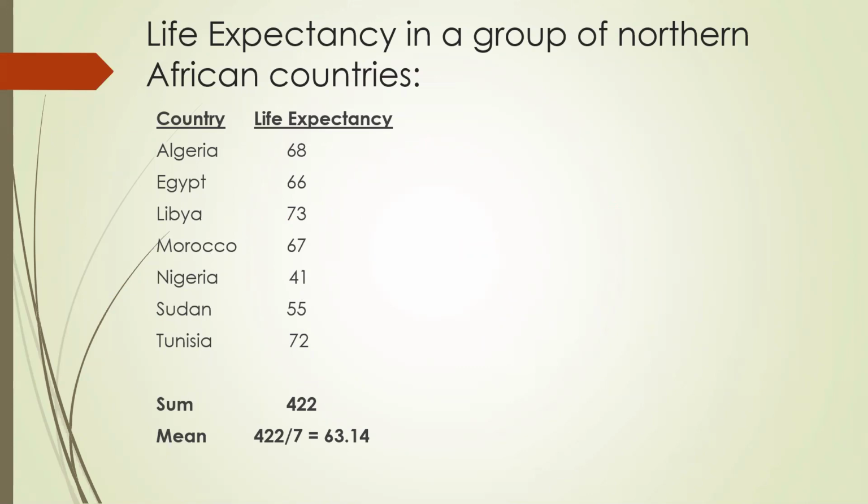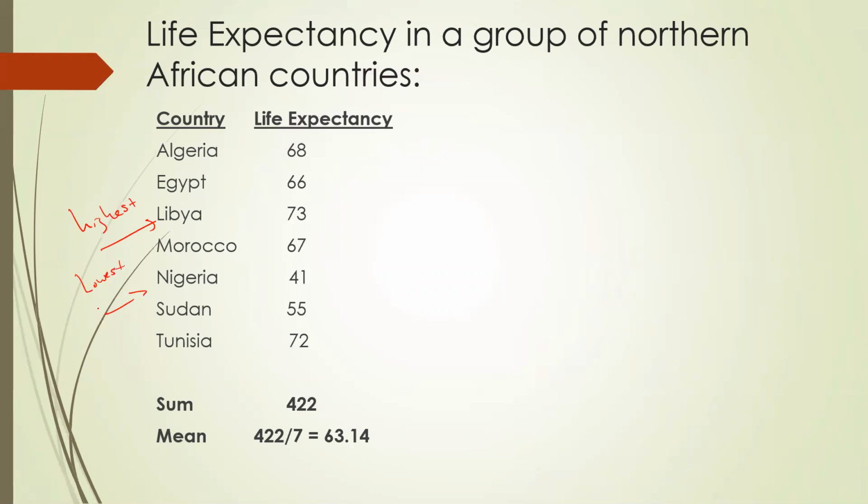Who has the highest life expectancy here? Which country has the best life expectancy from this group of 7 Northern African countries? Libya. Yeah, it's not bad, 73. This is the highest here. But there's one that's a little scary, or very unfortunate. Which one has the lowest life expectancy? Nigeria. Yeah, right.